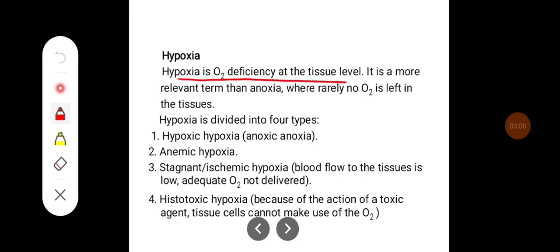Hypoxia is oxygen deficiency at tissue level. It is a more relevant term than anoxia, where rarely no oxygen is left in the tissues. Hypoxia is divided into four types.